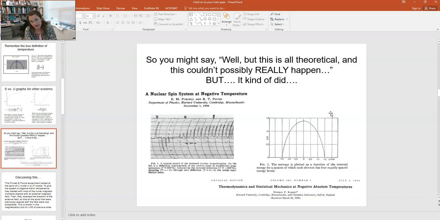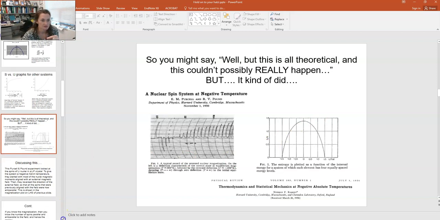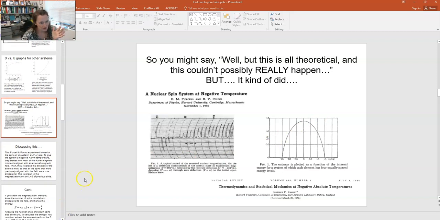There are negative Kelvin temperatures. I'm not making this up. You can Google it. So what did this experiment do, this Purcell and Pound experiment? The Purcell and Pound experiment of 1950 looked at the spins of lithium nuclei in a lithium fluoride crystal. What they did to give the system a negative Kelvin temperature experimentally is actually relatively straightforward.